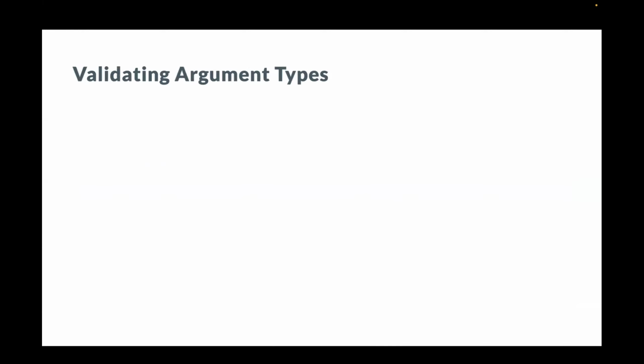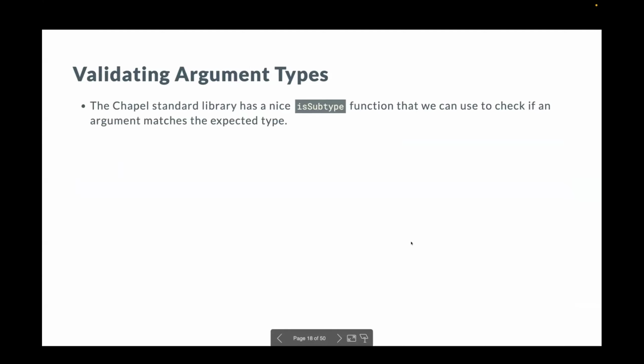So now that we have a list of type specifiers, what we want to do is actually validate that it's correct. So the Chapel standard library has a nice isSubtype function, which you can use to check if one type is passable to another type, to a formal of another type.